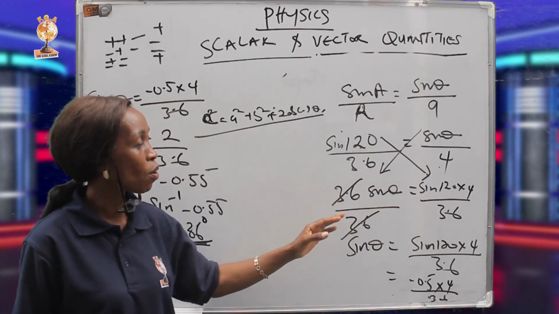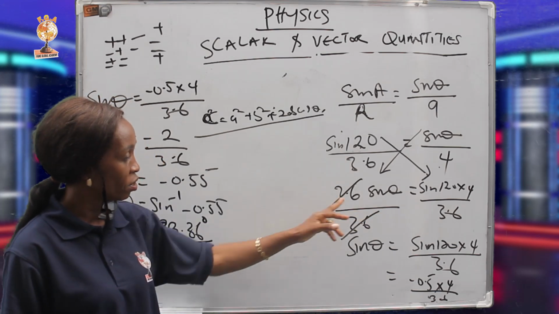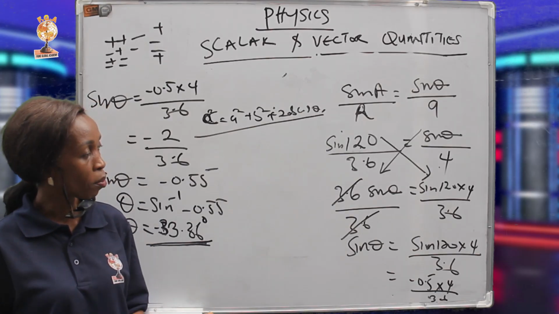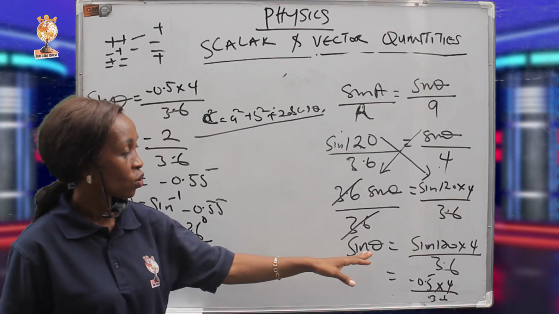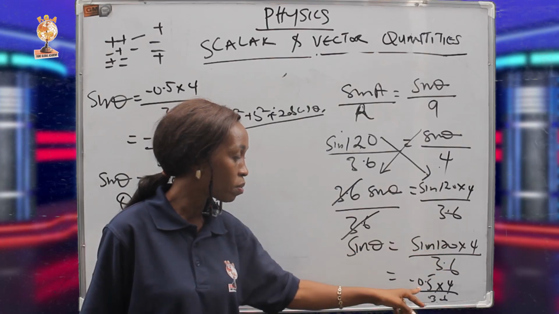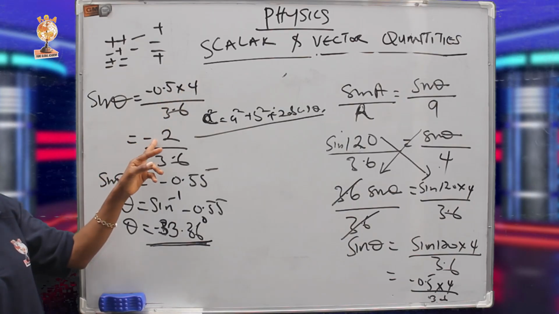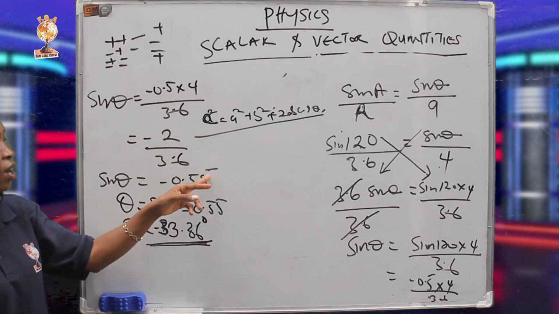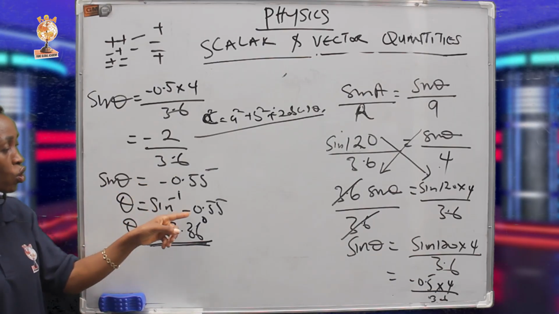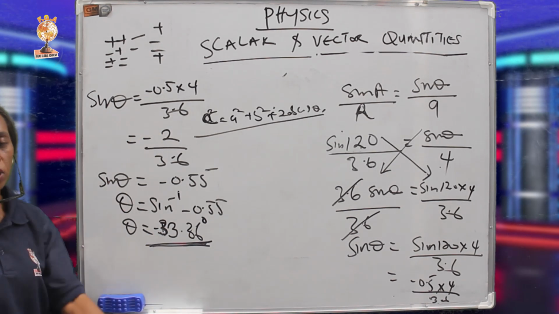To get sine theta, I will have to divide both sides by 3.6. If I divide both sides, this and this will go, leaving sine theta, making sine theta the subject of the formula. So sine theta becomes 4 times sine 120 all over 3.6. Sine 120 is 0.866, times 4 divided by 3.6, I have 0.96. I am not looking for sine theta, I'm looking for theta. So theta is the sine inverse of that value, which gives the angle sustained.